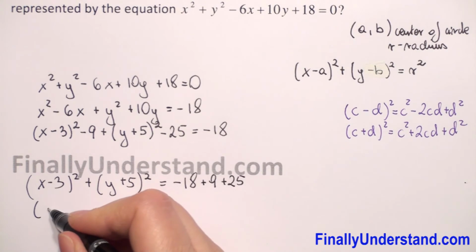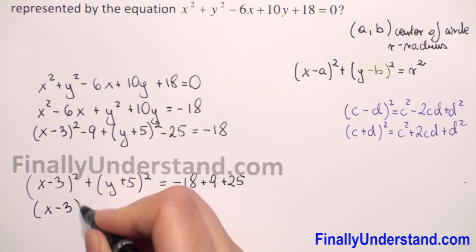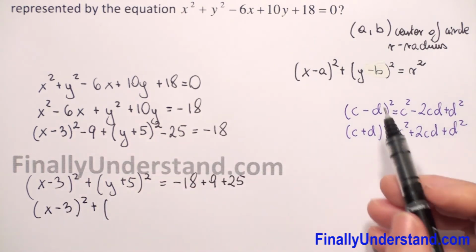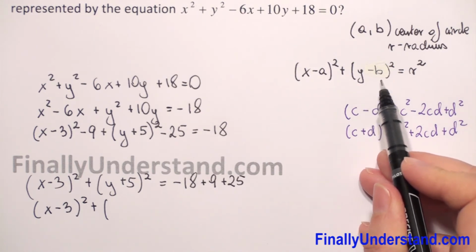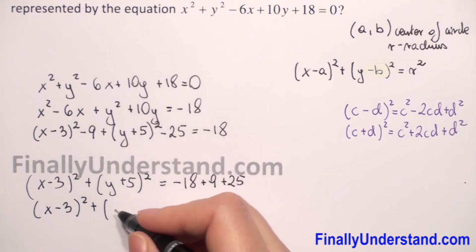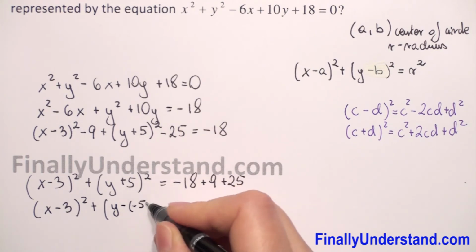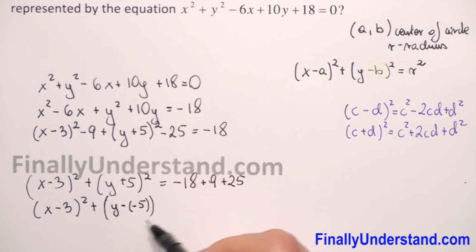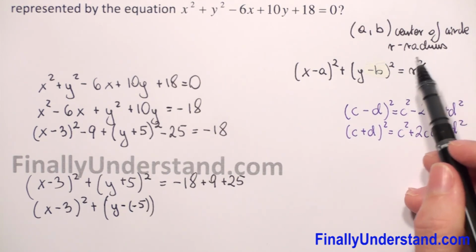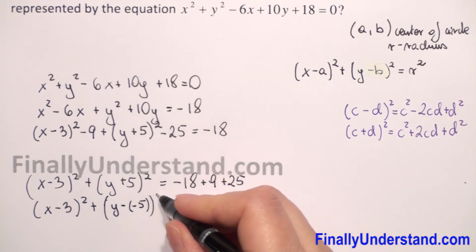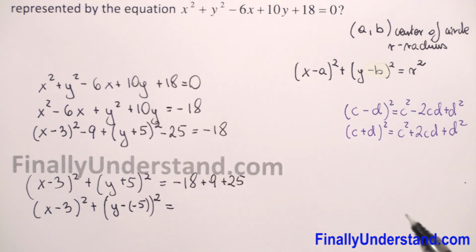And what do we have? x minus 3 to the second power plus, and because in the formula we have negative b, we can always write that this is y minus negative 5. Negative and negative is positive. I didn't change anything, but now it will be very easy to read the center of the circle. To the second power, of course, this is equal to negative 18 plus 9, so it will be negative 9 plus 25, so this is 16.